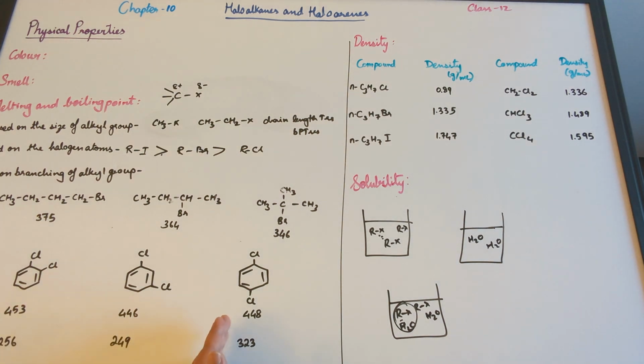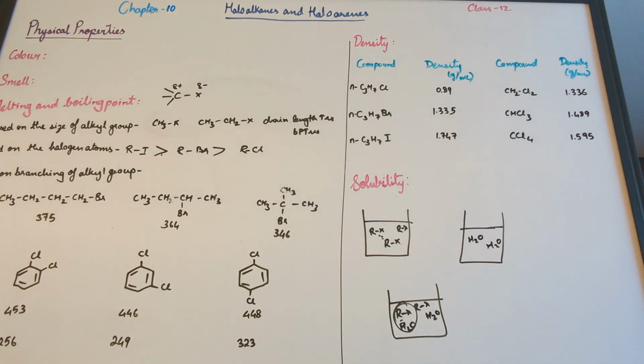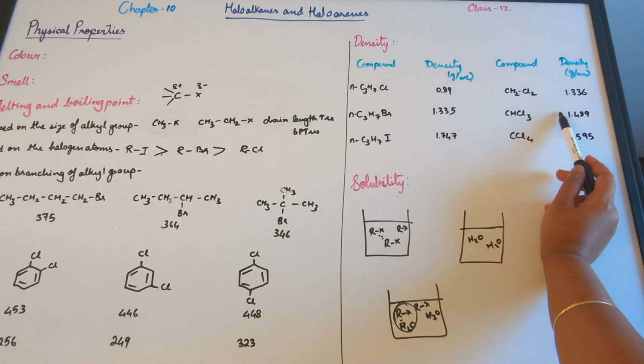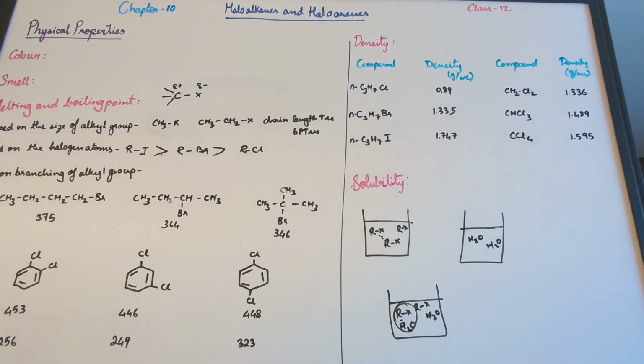The next one is when you have para, ortho and meta isomers. Para, because of its highest amount of symmetry, has a higher boiling point and melting point compared to ortho and meta. Next is density. Density varies with respect to the number of carbon atoms. It also varies with respect to the presence of chlorine, bromine or iodine. Chlorine has the least, and it's obvious, as the mass of the atom increases, there is an increase in the density as well. And also density increases with increase in the number of halogen atoms attached to the carbon. So here you have dichloromethane, which has 1.336, chloroform which is 1.489, and carbon tetrachloride which is 1.595. So the density is increasing with increase in the number of halogen atoms.